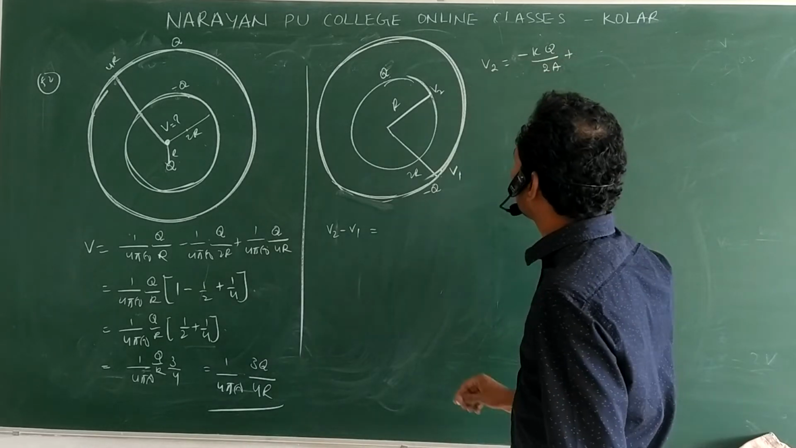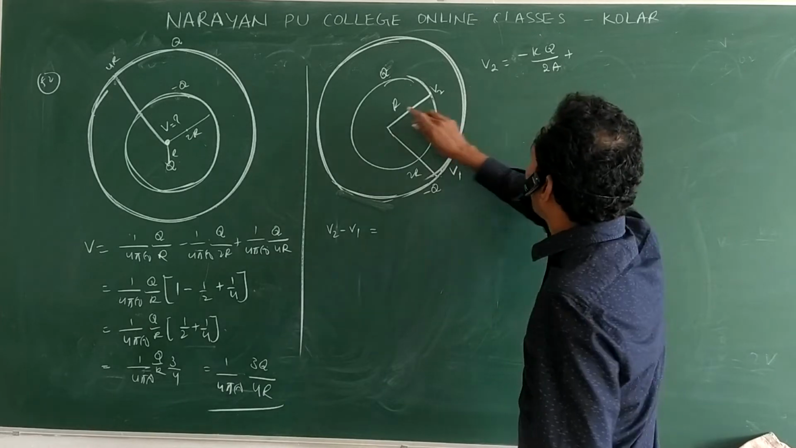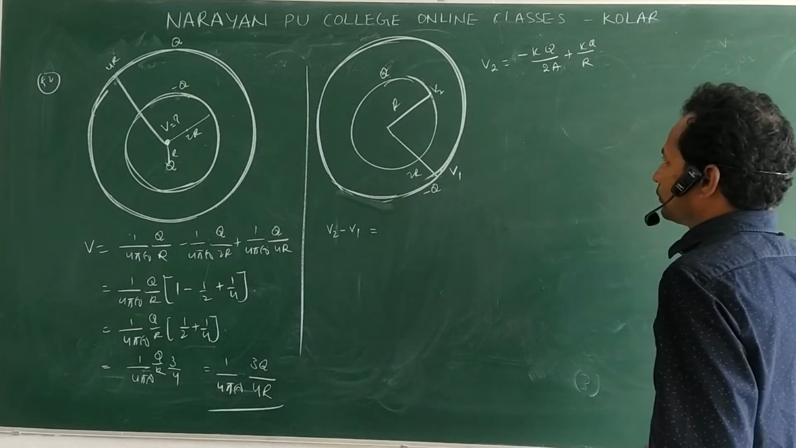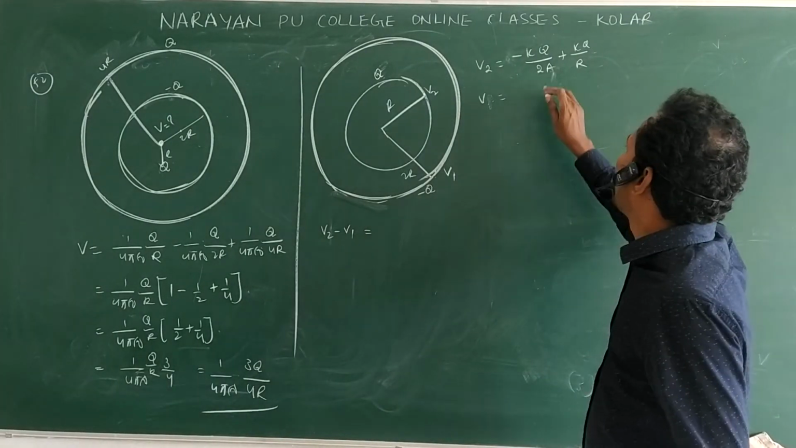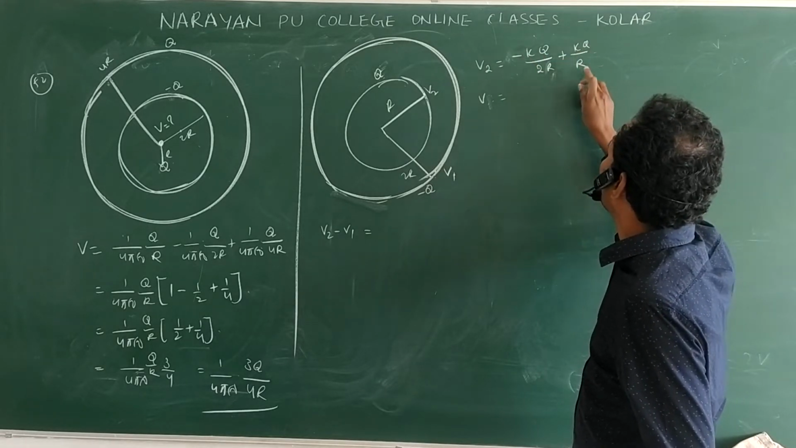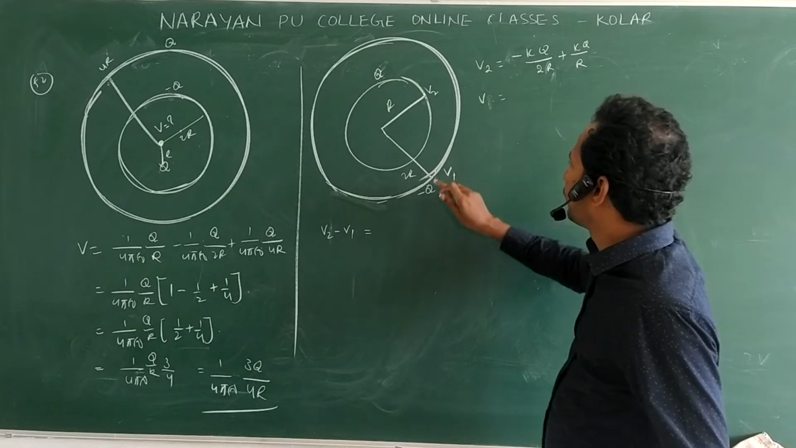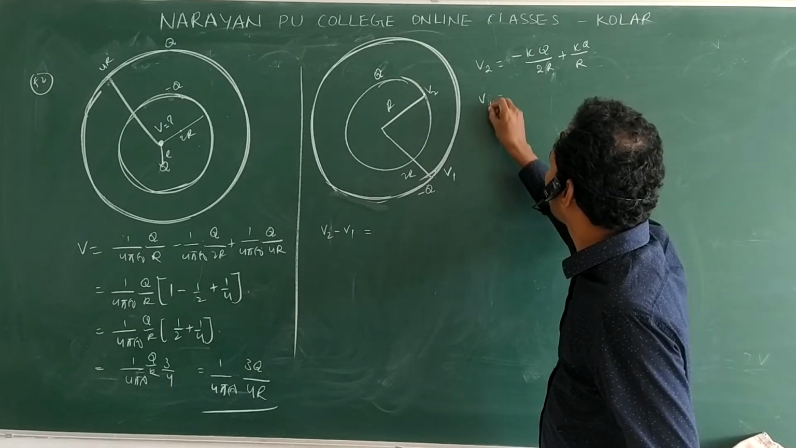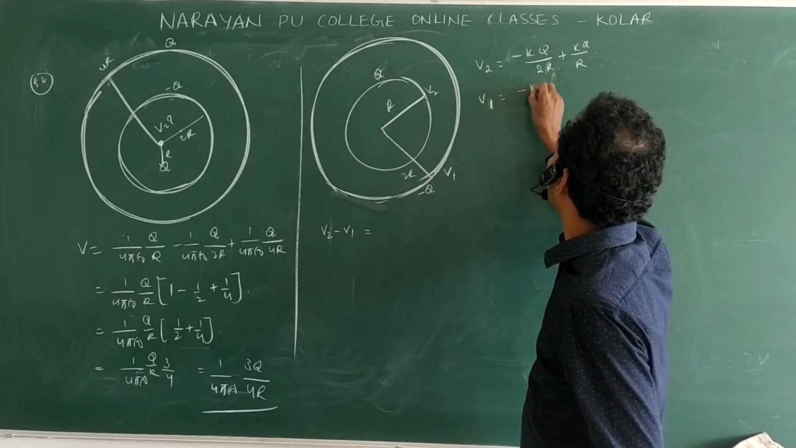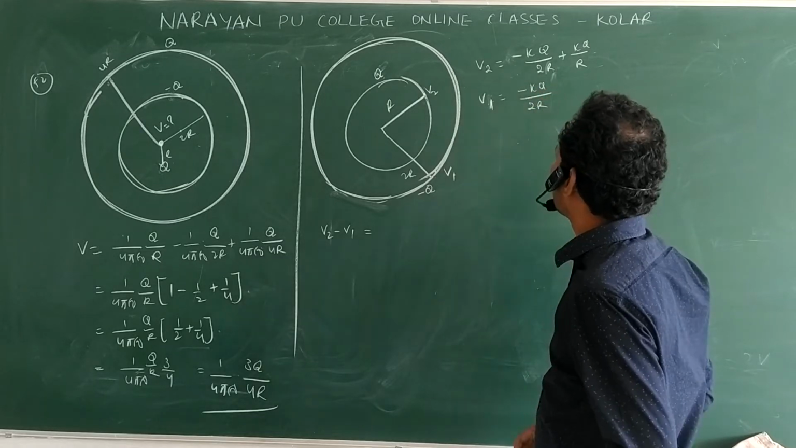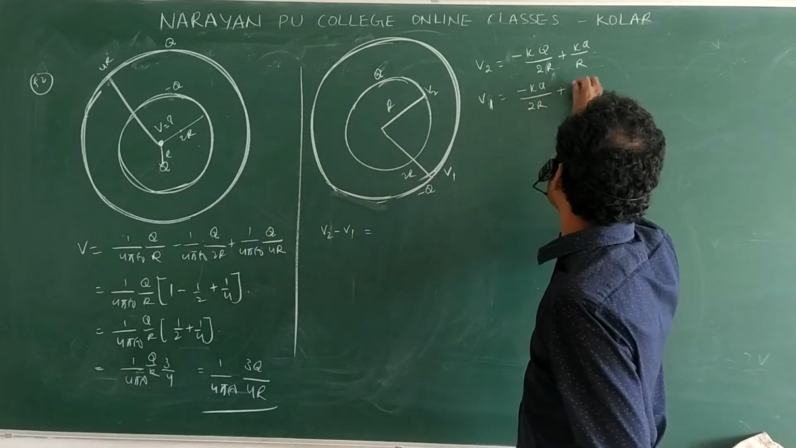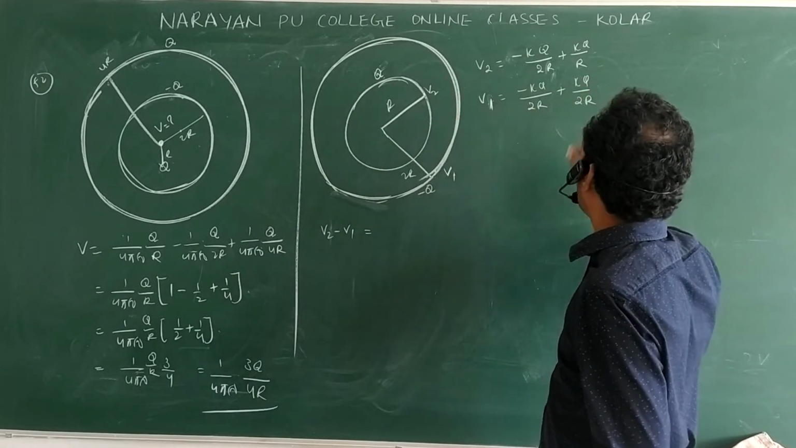Clear? Plus the potential due to the inner charge, KQ by R. Clear? Now it is minus KQ by 2R, and this is KQ by R. Clear? Now we have the V2 equation, next V1. V1 is the potential on the outer shell. Potential due to the outer charge is minus KQ by 2R. Potential due to the inner shell is plus KQ by 2R.